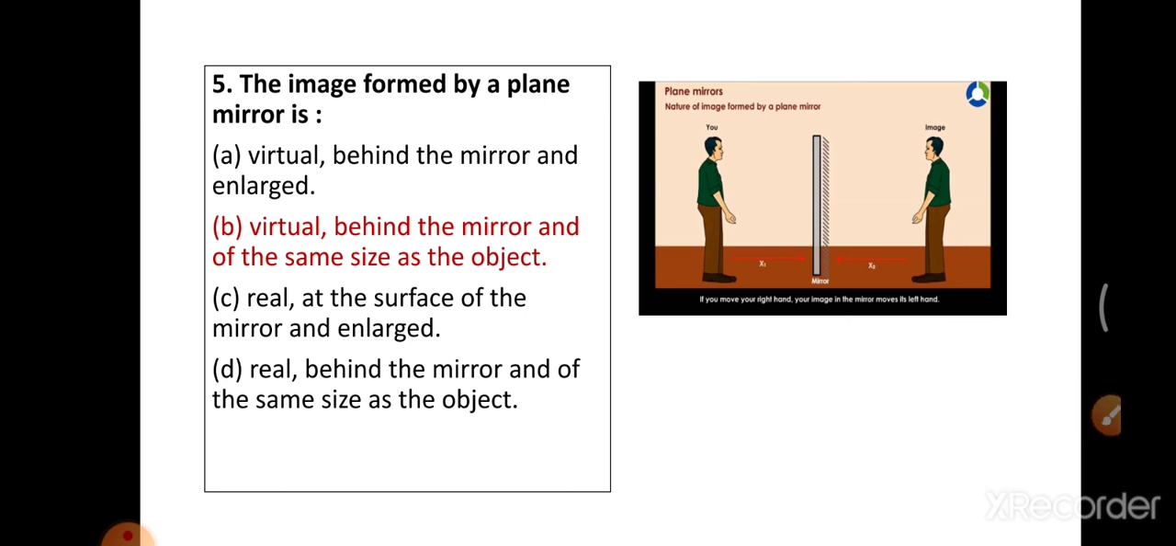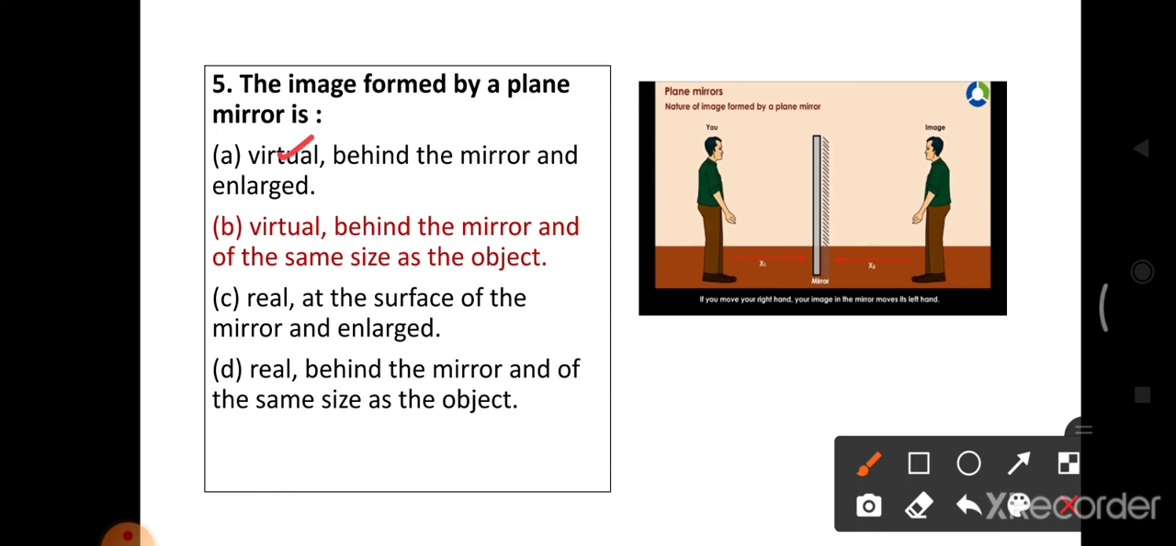The fifth question. The image formed by a plane mirror is option A virtual, behind the mirror and enlarged. Virtual okay, behind the mirror okay, but that is not enlarged. In option B virtual, behind the mirror, same size as the object. So option B is the correct answer.